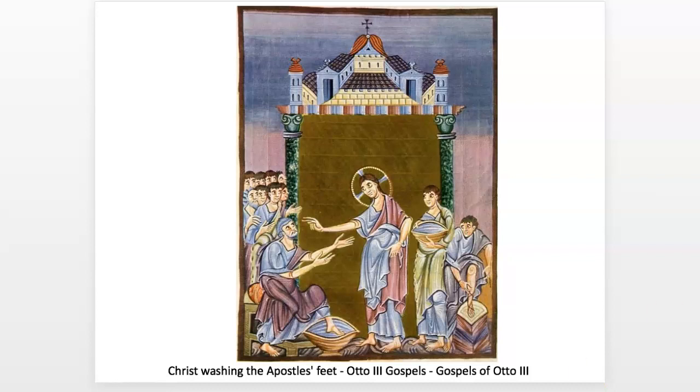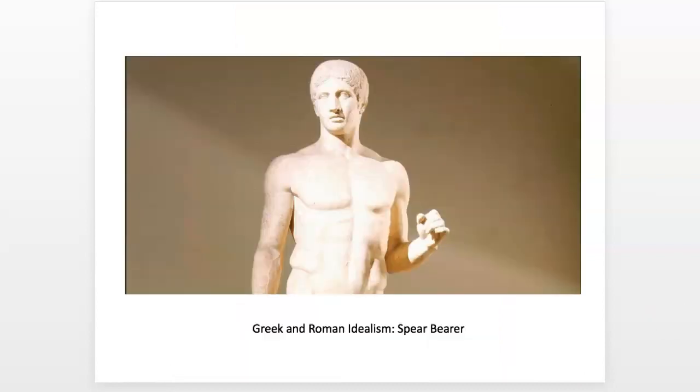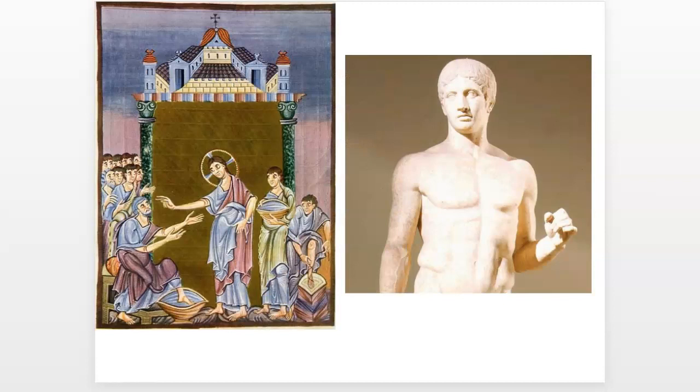So before we end chapter 11, I want to talk for a moment about Greek and Roman idealism. This is shown in the spear bearer, and kind of compare it to the medieval art, the human figure in medieval art. There's a heroic humanistic beauty that they're trying to capture in the men and women of the Greek and Roman idealism, and anatomical accuracy is very much a part of that.